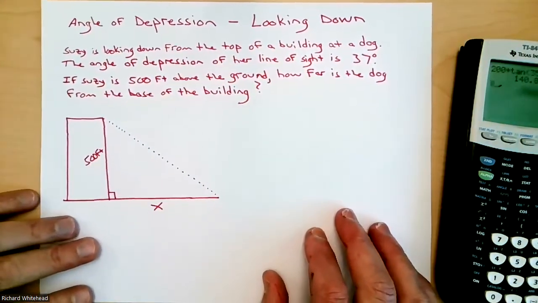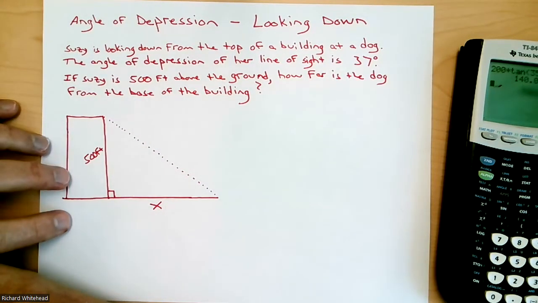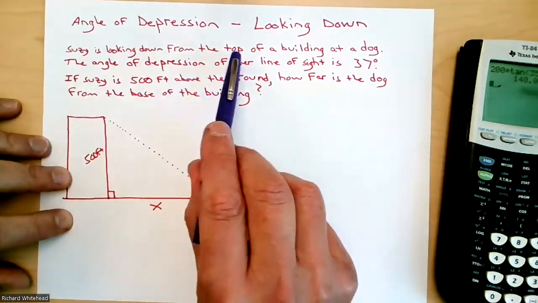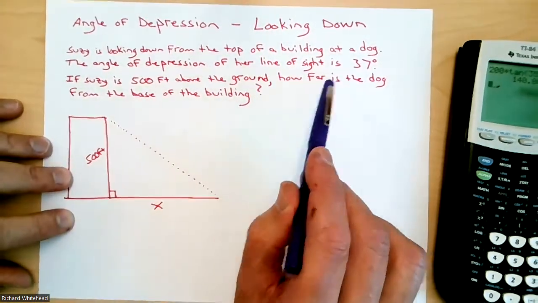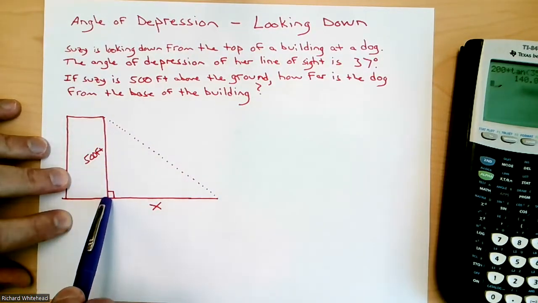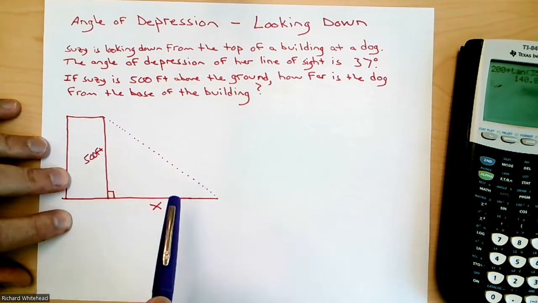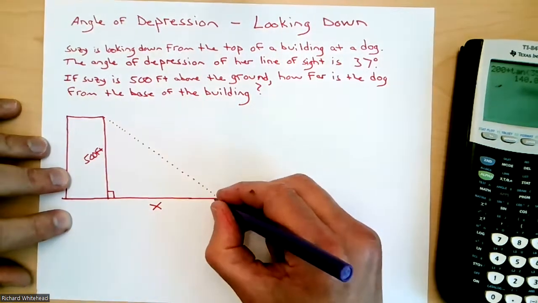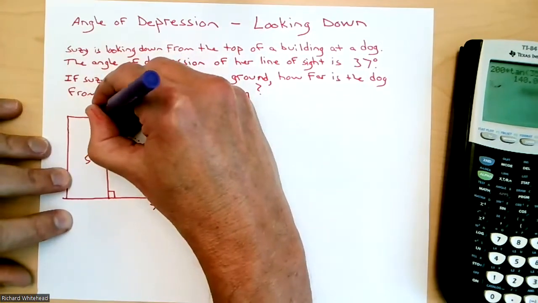Angle of depression tends to be a little bit trickier. Angle of depression tends to just be a little bit trickier because you're looking down. Okay, so Susie is looking down from the top of a building at a dog. The angle of depression of her line of sight is 37 degrees. If Susie is 500 feet above the ground, how far is the dog from the base of the building? And once again, we're assuming right angle. So the dog, here's my dog, and here's Susie up here.